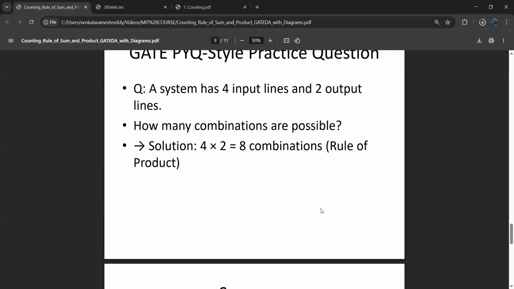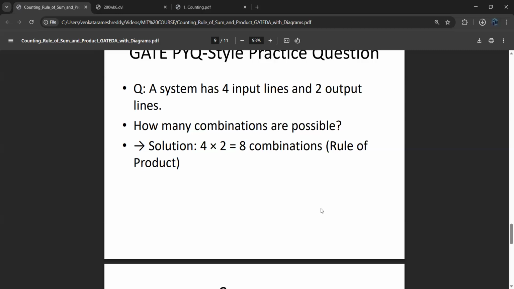Suppose we are having some system. For that we are having four input lines, and two output lines. So how many combinations are possible? They are asking for the combination.